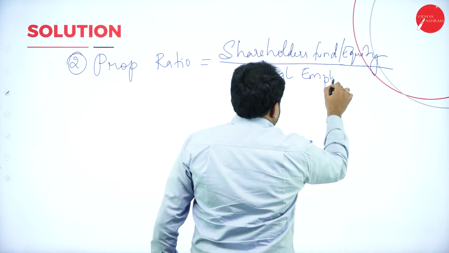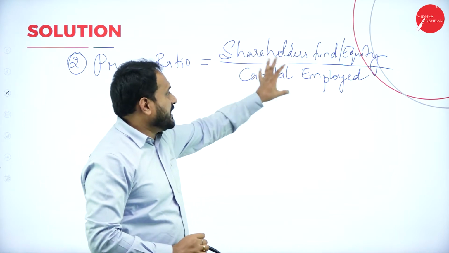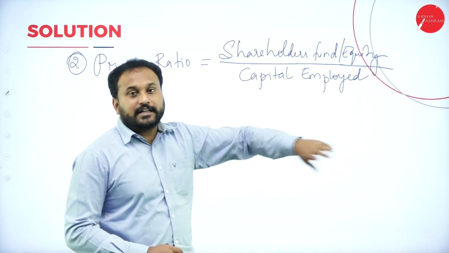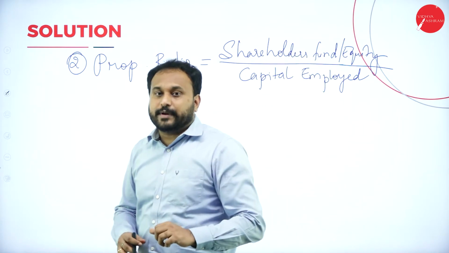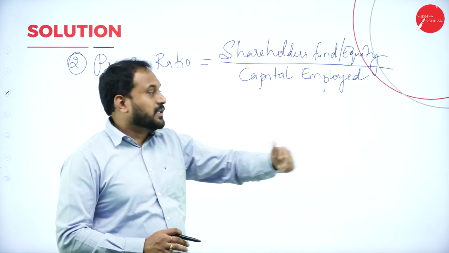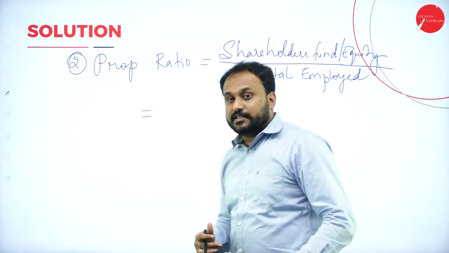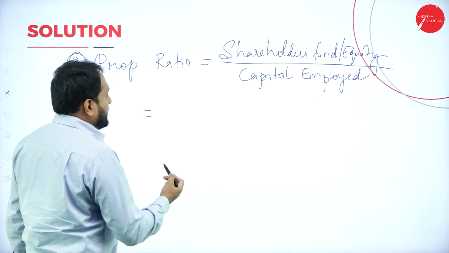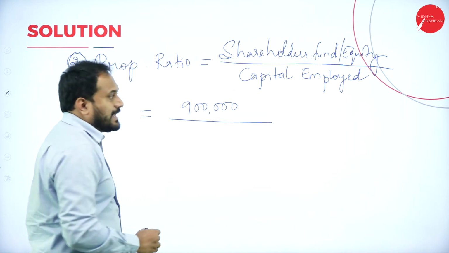Now if you have not watched the previous videos, please do watch. I have given an explanation and the formulas for capital employed also. So we have 2 formulas for capital employed. The first formula is very simple: total asset minus current liability. The second formula is shareholders fund plus long-term debt. So we'll go with shareholders fund, which is equity, that is 9 lakh rupees. So I'll write here 9 lakh, divided by capital employed.